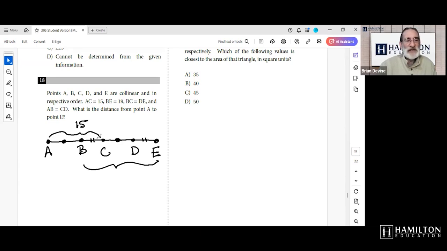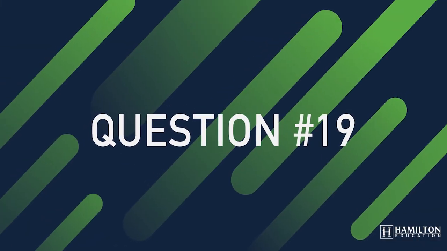Well, AB plus BC is AC, which is 15, which means that CE has got to be 15. And if this is 19, then we've got to have that BC is 4 because of the overlap. And this is 11, and this is 11, and this is 4. And we can see that everything adds up, and that the distance from A to E must be 30.